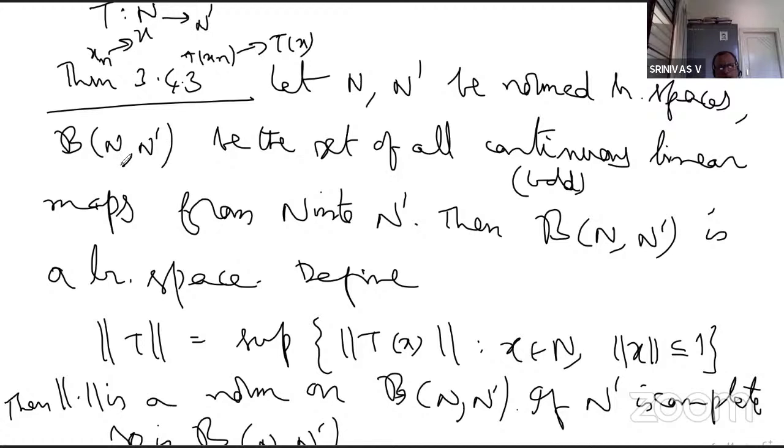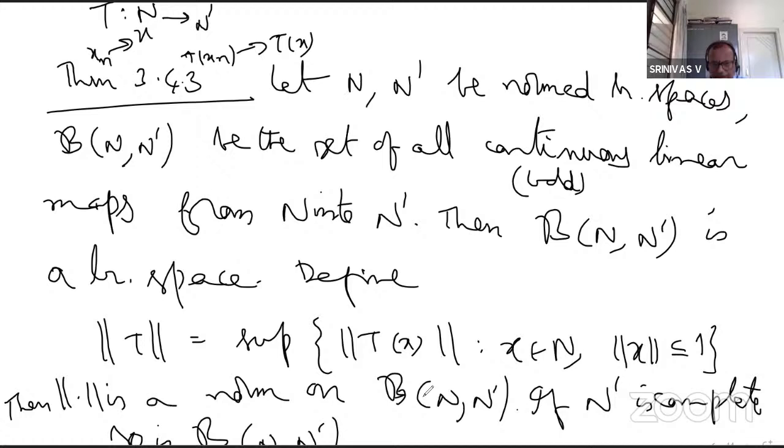So you collect all linear maps from N into N dash, denoted by this symbol. You can show that it is a vector space. If you define pointwise operations, you can show that the sum of two linear maps is again linear, and a constant multiple of a linear map is again a linear map. All such linear maps form a vector space. On that vector space, you can define a norm like this. For each T, you can define norm T. You can show that this is a norm on this vector space.